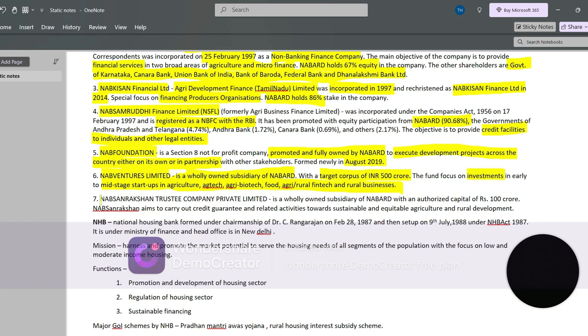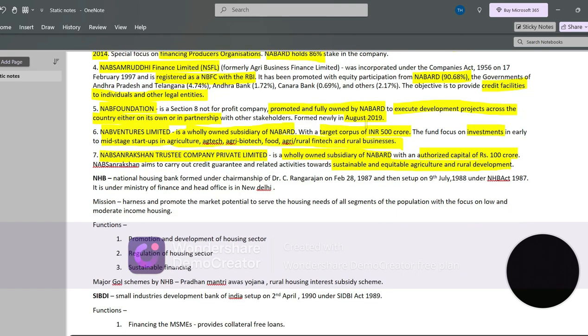Next is Sanrakshan Trustee Company Limited. It is a wholly owned subsidiary of NABARD with authorized capital of rupees 100 crore. NAB Sanrakshan aims to carry out credit guarantee and related activities towards sustainable and equitable agriculture and rural development. Yeah, that is all with NABARD.